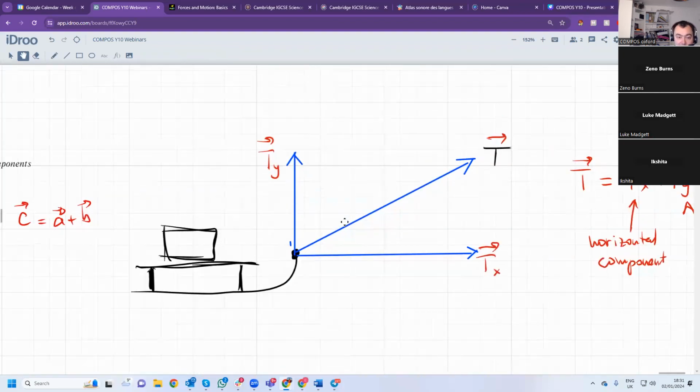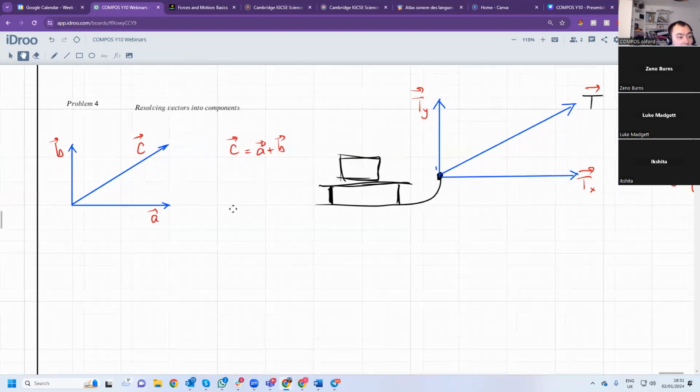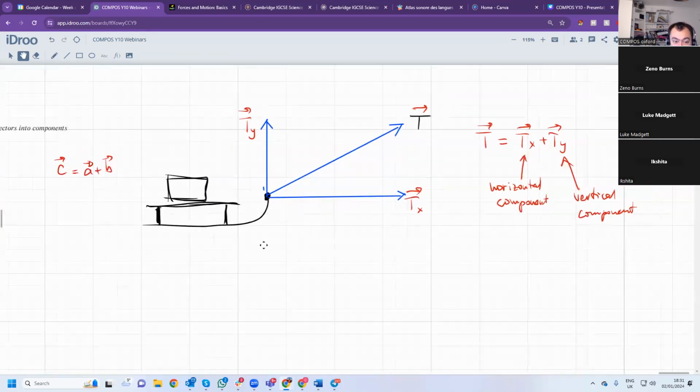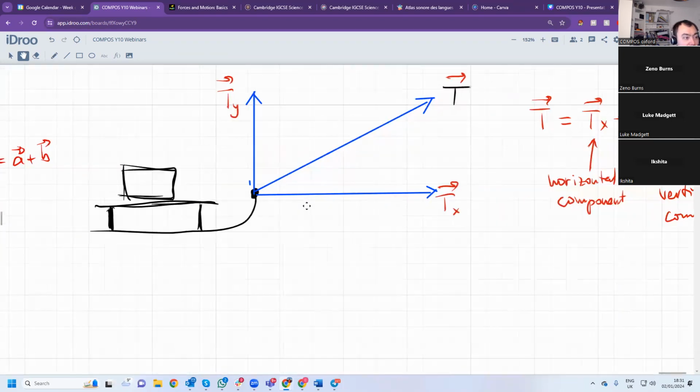So basically, instead of pulling this way, it would have the same effect if somebody was pushing up and somebody was pulling to the right. This is the idea of resolving vectors into components. And mathematically, it's quite simple.